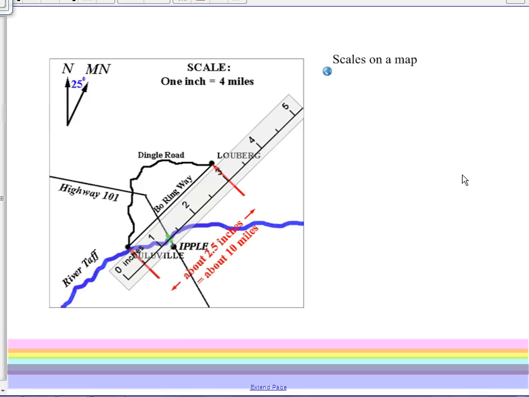All right, that's all I have for you today. Make sure you come to class prepared to discuss scale drawings and similar figures.